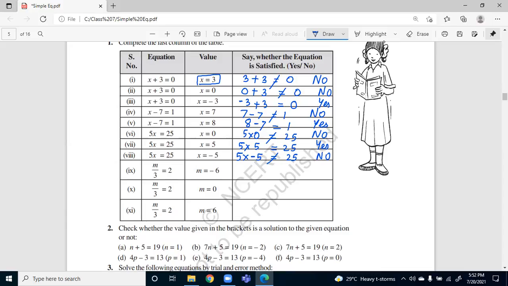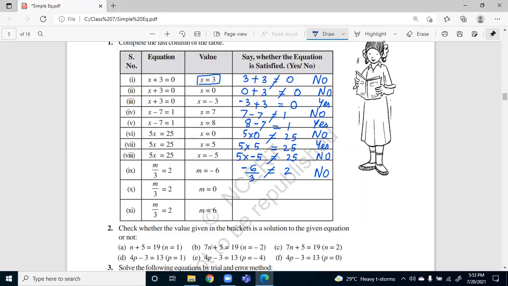Ma'am, I don't know what to do in this question. We have to divide this. Ma'am, I think it is satisfied. Satisfied? You are wrong. So see, in place of m, I will be putting minus 6 and I have to divide it by 3. So minus 6, if I divide it by 3, then it is minus 2. So it is not equal to 2. So we will say no, it is not satisfied.